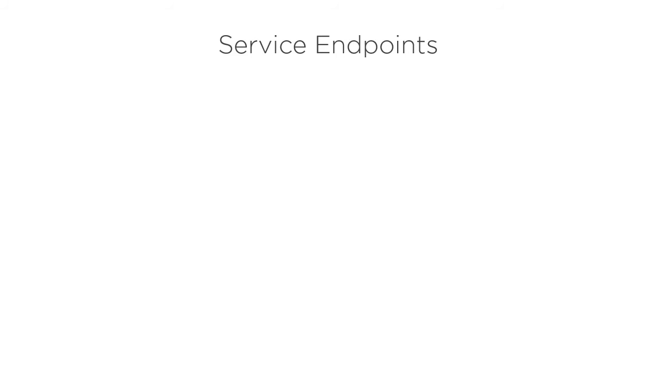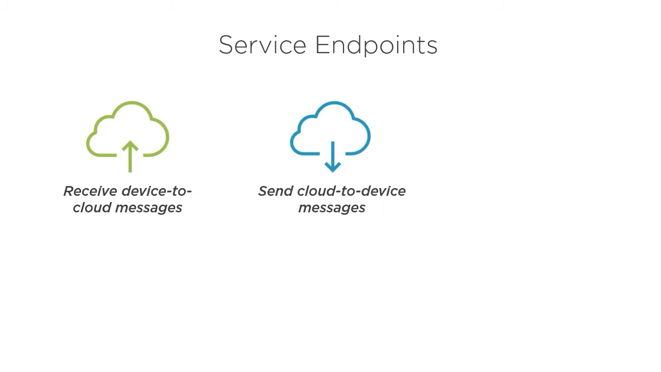Under Service Endpoint, there is Receive Device-to-Cloud Messages. This endpoint is compatible with Azure Event Hubs. A backend service can use it to read the device-to-cloud messages sent by your devices. You can create custom endpoints on your IoT Hub in addition to this built-in endpoint. There's an endpoint to send cloud-to-device messages and receive delivery acknowledgments. These endpoints enable your solution backend to send reliable cloud-to-device messages and to receive the corresponding delivery or expiration acknowledgments.